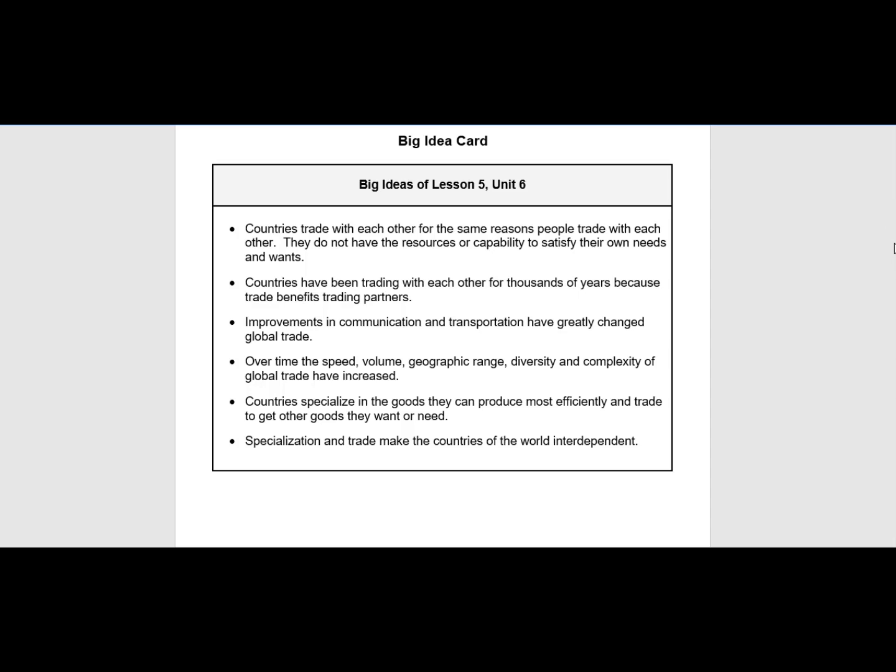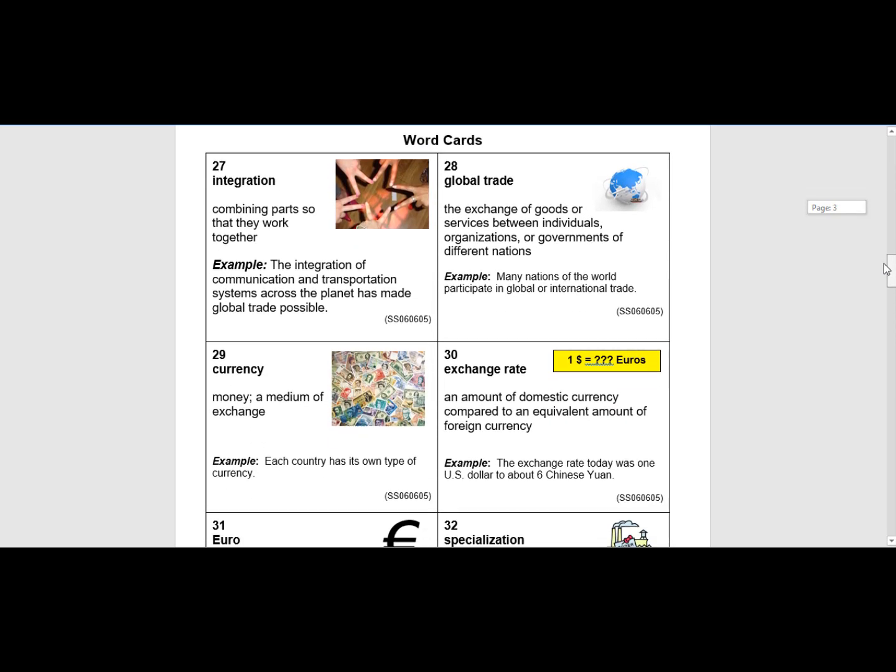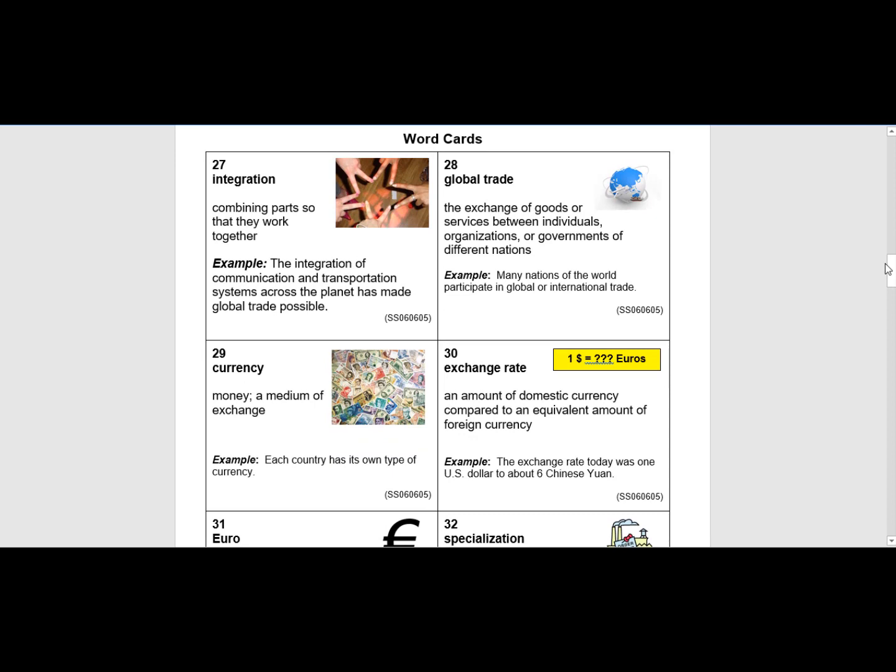Please flip to the next couple pages. We'll look at your word cards, and then if you don't have the handout, I'll give you guys an opportunity to pause while looking at the questions so you can copy those down on a separate piece of paper.